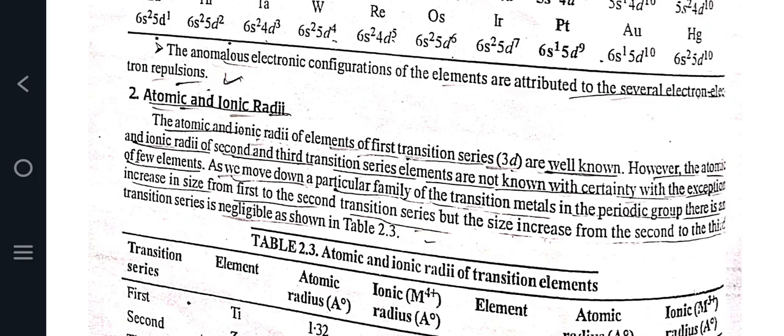with the exception of a few elements. As we move down a particular family of the transition metals in the period group, there is an increase in size from the first to the second transition series, but the size increase from the second to the third transition series is negligible, as shown in table 2.3.